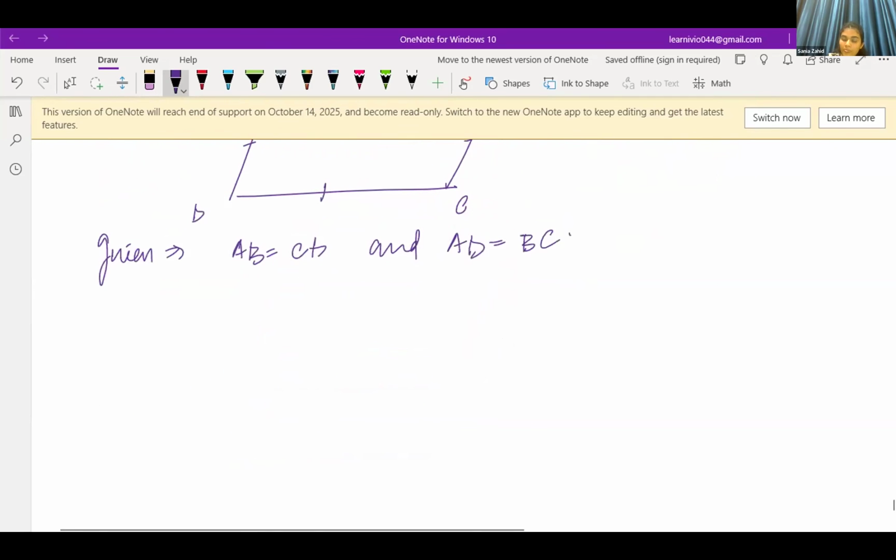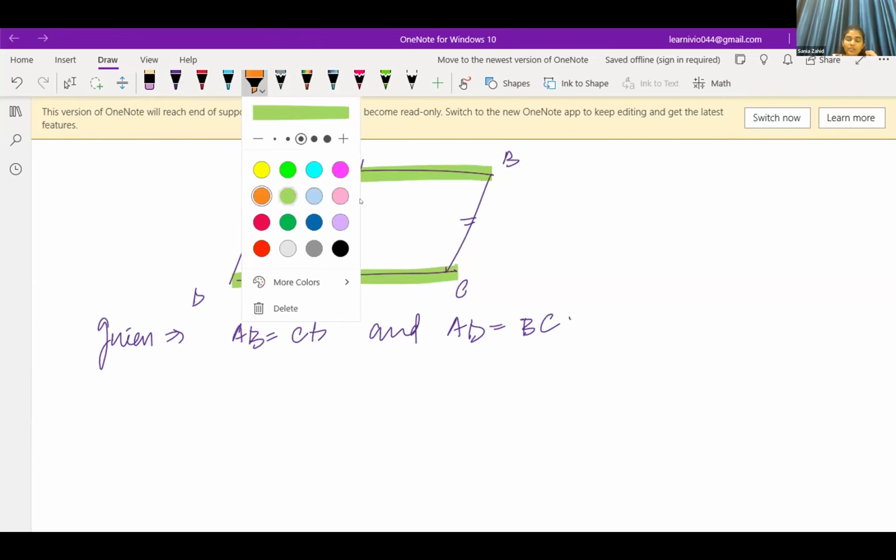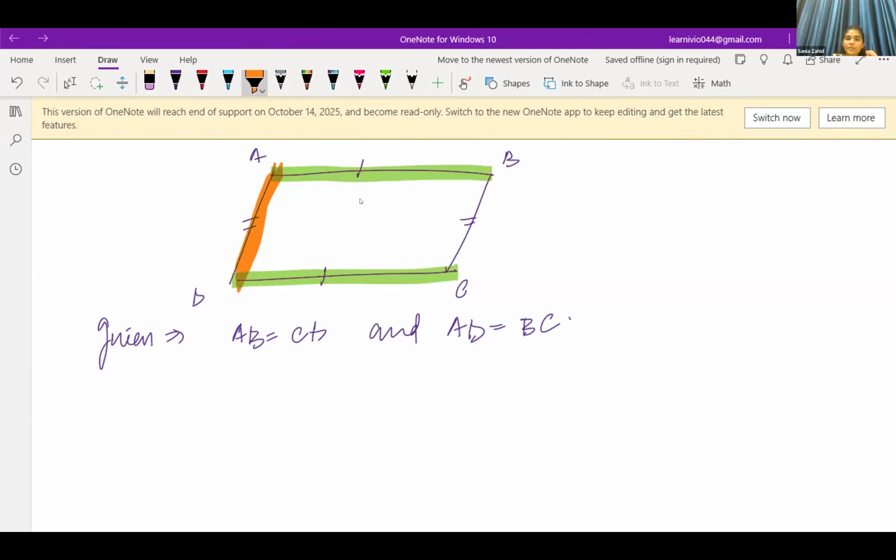Okay. Now children, what I have is, to prove that this is a parallelogram. What was the defining property of a parallelogram? One was opposite sides are equal. What was the other? They are parallel. Opposite sides are parallel as well. So if somehow I am able to prove that this side is parallel to this side and this side is parallel to this side, then I can say that it is a parallelogram.